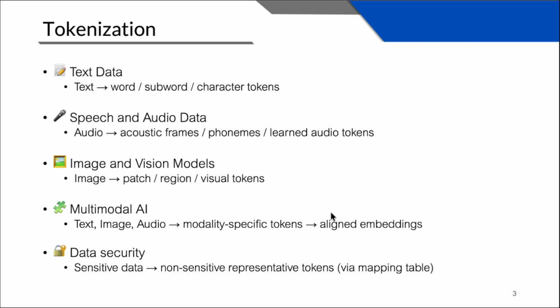Tokenization is also used in data security, where we convert sensitive data like credit card numbers and personal information details into non-sensitive representative tokens, and we utilize a mapping table in order to go back and forth, for example, to map a token back into the original data.